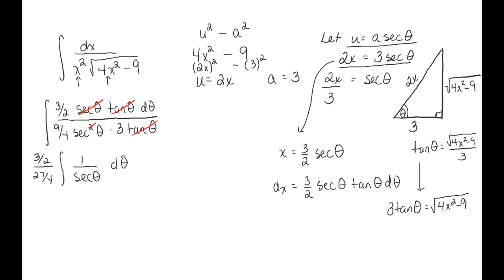Okay, so all of you guys with your trig identities, 1 over secant theta is which trig function? Cosine. So this is the integral of cosine theta d theta. We should invert and multiply there, right? So it's 3/2 times 4/27. And that looks like 2/9. Integral of cosine is? This isn't a trick question. This really ended up pretty nice, right? Integral of cosine is sine.